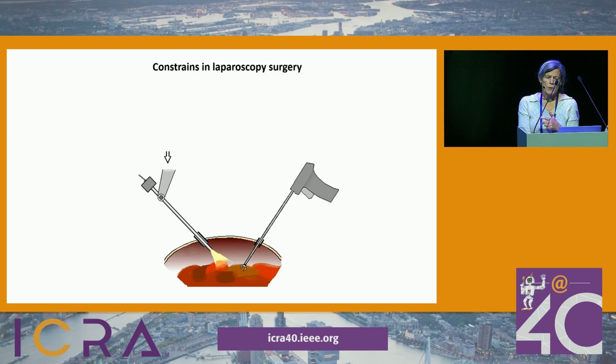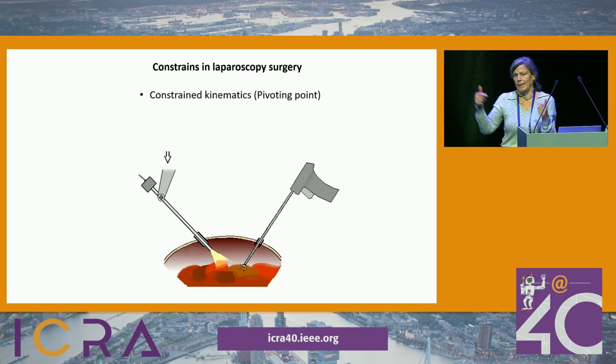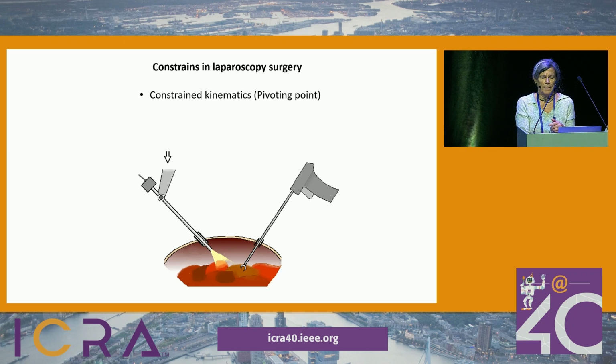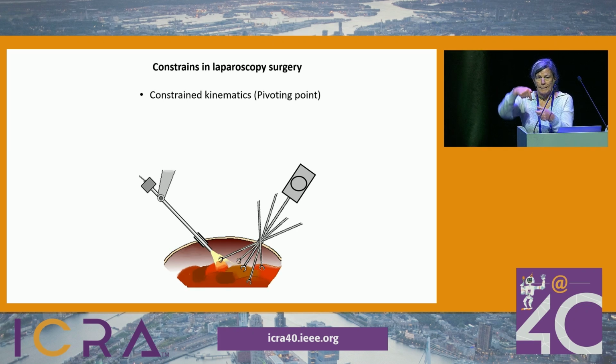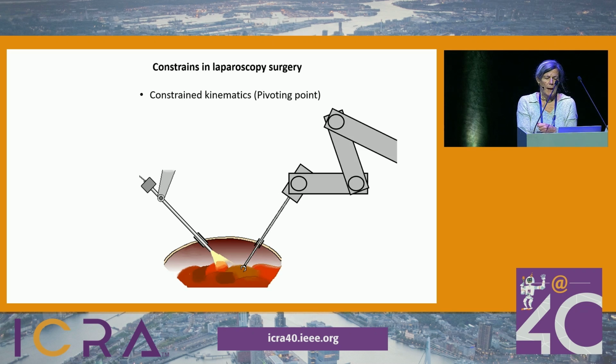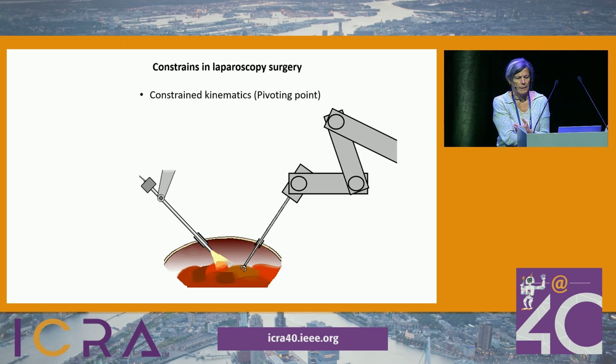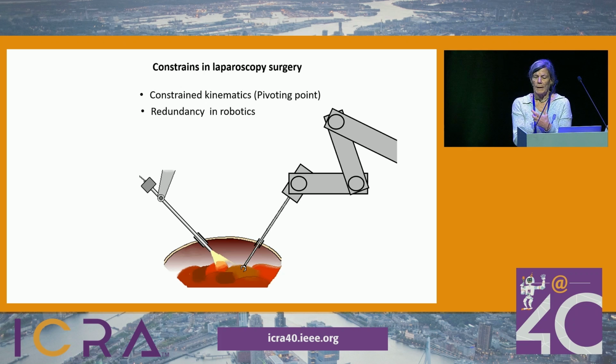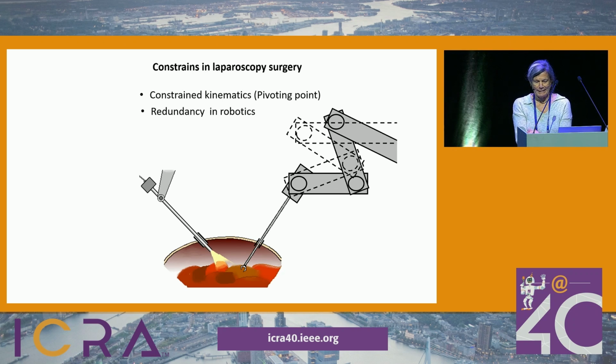In laparoscopic surgery, we have still other constraints. That is, the instrument is entering through an incision in the abdomen. So we have to hold the instrument that is pivoting around this point. And for that, we need redundancy. And this redundancy means that we have to see how to manage at every moment in order to cooperate all the robots together.